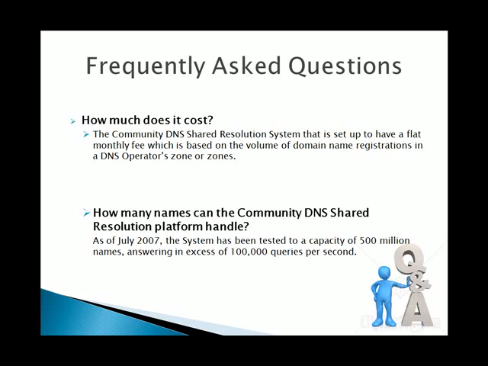Another cool and neat fact is how many names a community of DNS can share on a platform. Well, in July of 2007, they tested a system capable of answering 5 million names, exceeding queries per second.